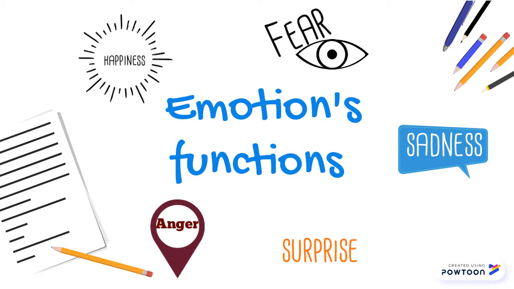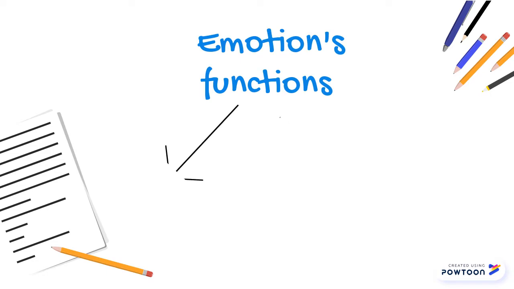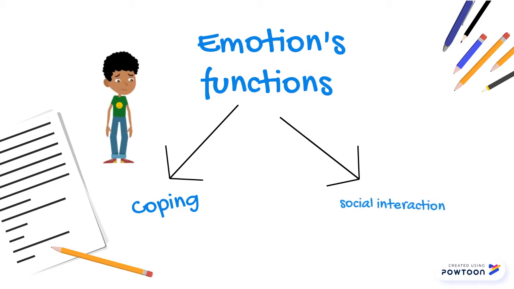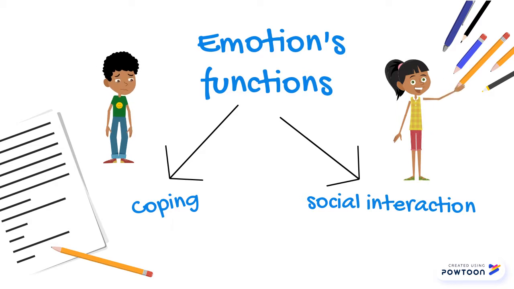Well, emotions serve two functions in relation to neglect. One, they can promote coping, although in neglect, due to the lack of parental involvement, children's coping strategies may be ineffective. And two, for social interaction. Babies and adults alike use emotions to call out for others to support them. However, in neglect, these calls may be ignored.